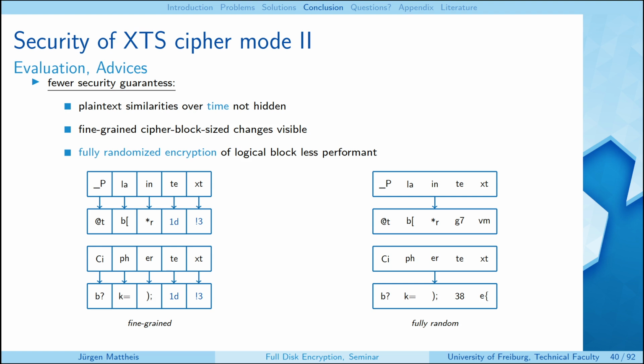because, due to the missing authentication, you can execute chosen ciphertext attacks. Plaintext similarities are still visible over time, and you can also see much more fine-grained changes within the cipher blocks of a logical block. For example, here we have the same cipher blocks over time, and you see that with this small change, the TE and XT cipher blocks didn't change, so you can still see that the cipher blocks stay the same. For a fully randomized encryption of a logical block, this wouldn't be the case.